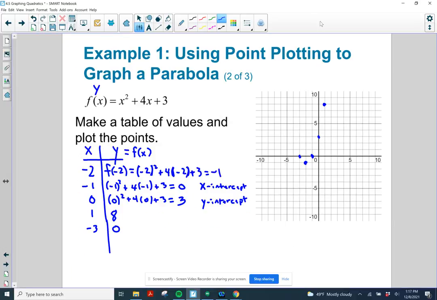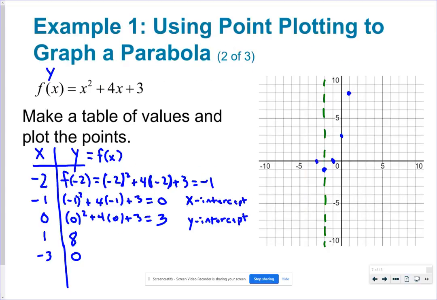Let me change colors here for a second. I'm just going to put a dashed line vertically through that vertex. Remember that symmetry line. So I'm going to use that symmetry line to help me out. Okay, I switch back to my blue. Expand the screen again.